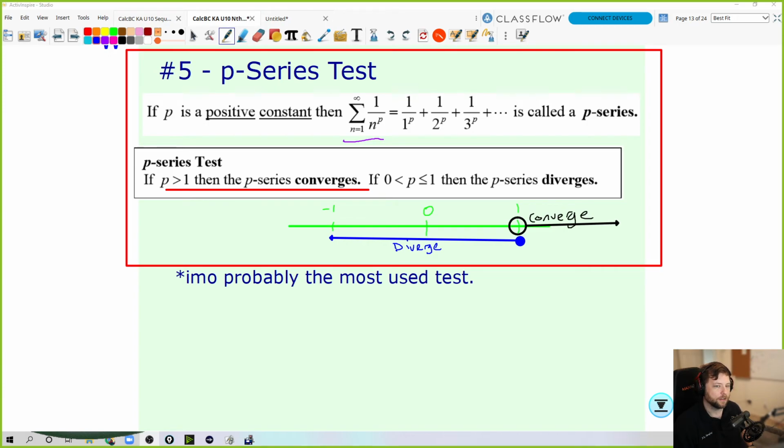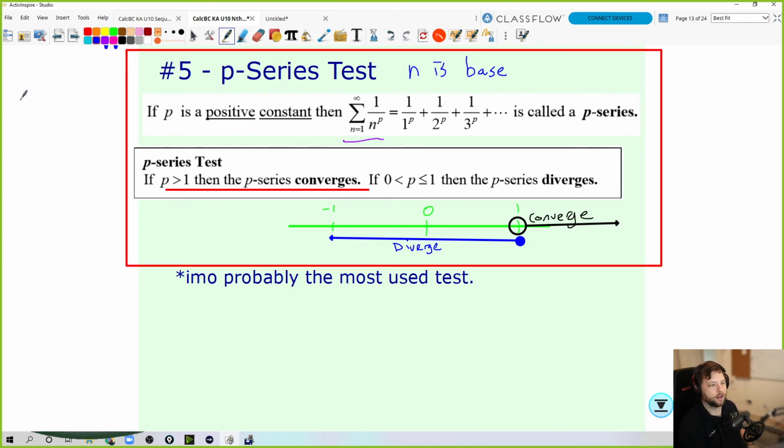The idea of P-series is, you know how geometric had n as the exponent? P-series has n as the base, n which is our variable, and p is just some number. P is a positive constant number. It could be a decimal, positive number. Then we'd write the series.